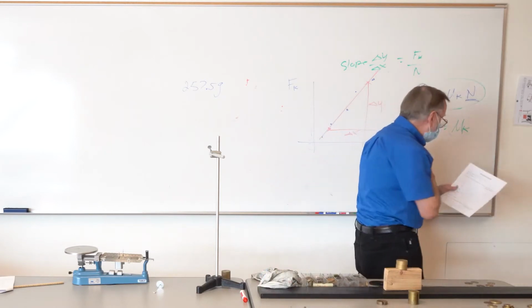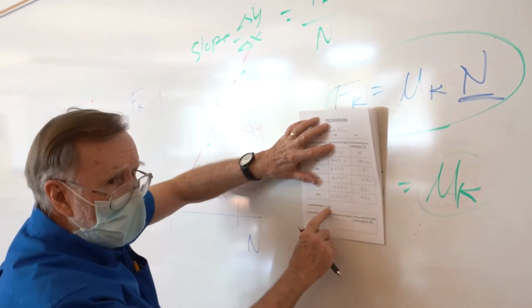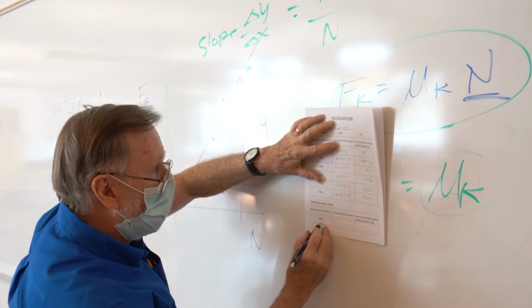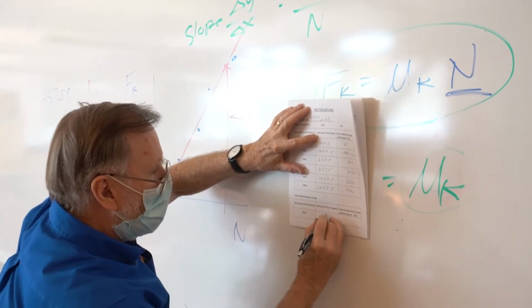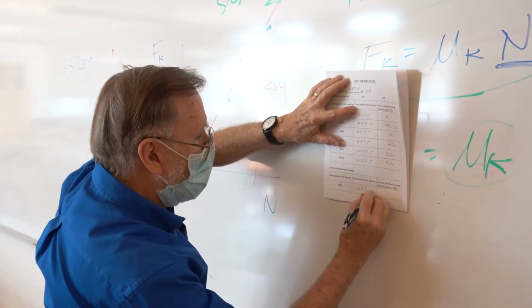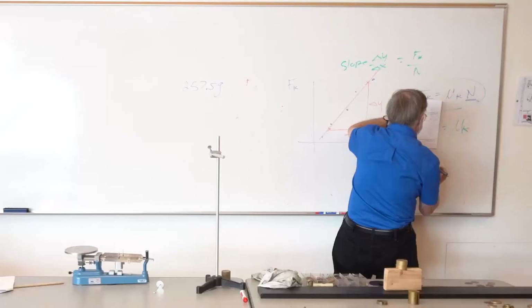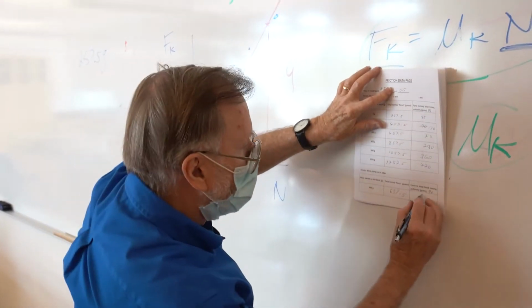So on our data page where it says block sitting on its edge, 400 grams placed on the block, plus the 257 to make 657.5 total normal force. And the force to keep the block moving, we said was, what did I say, 200? Yeah, 200 grams.